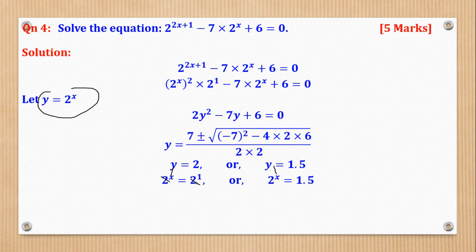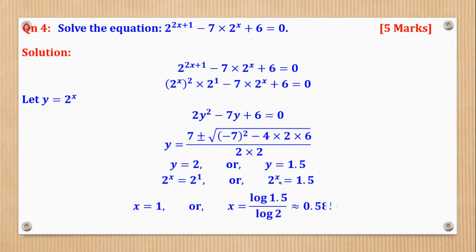Here by the rules of indices, with the same base, it means x is equal to 1. But here there's no way you can do that, so the best option is to introduce logarithms. So here x will be equal to logarithm of 1.5 divided by logarithm of 2, everything to the base 10. You'll come up with this. So here we have rounded off to 4 decimal places. And basically that's what they wanted.